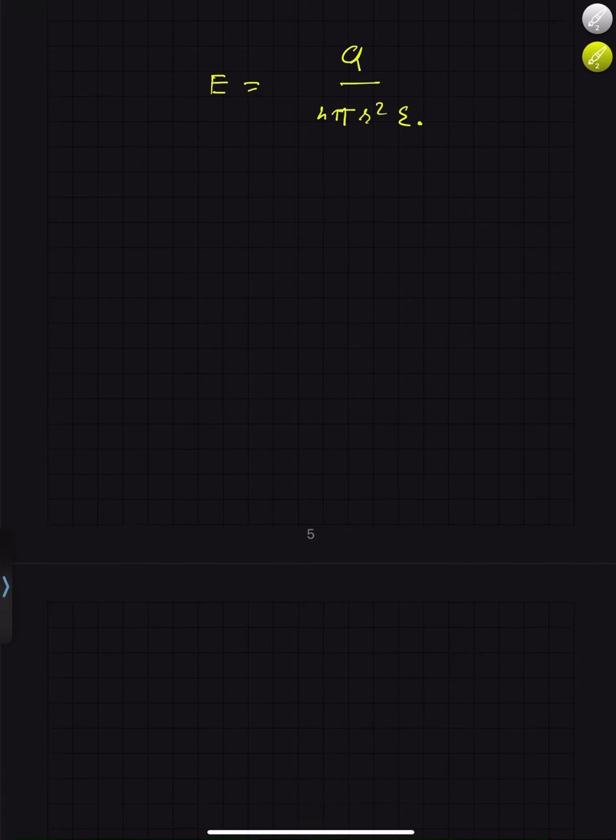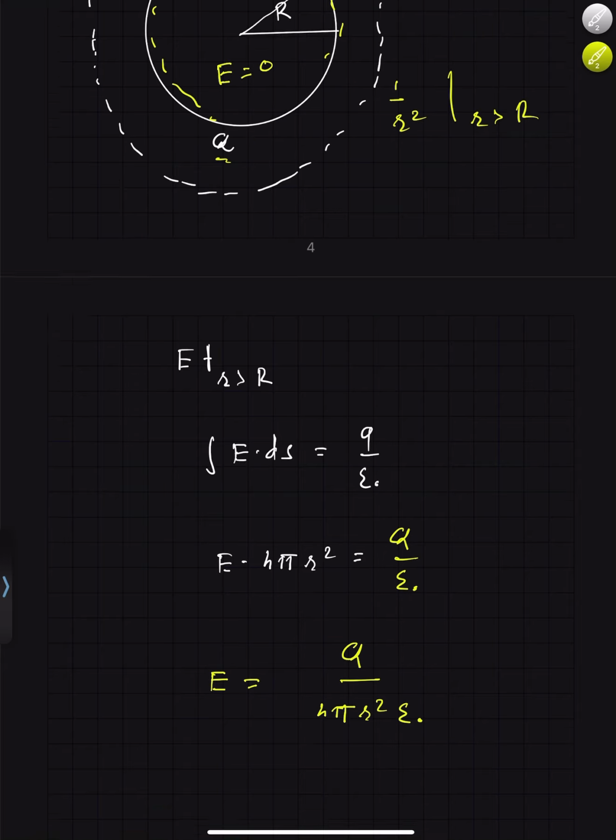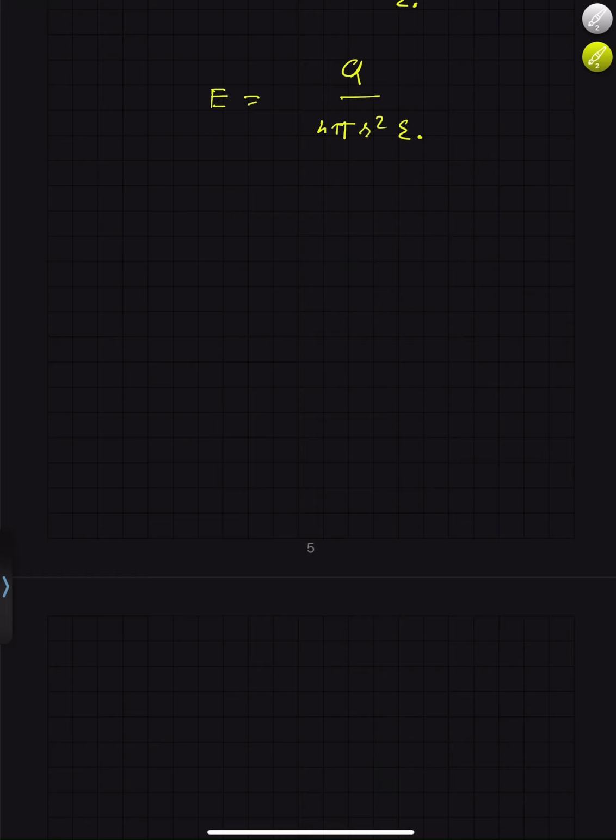So what we are getting is that the electric field varies as 1 by r square, where r is greater than the radius of the shell, and inside the shell E is equal to 0. Now if you are asked to plot the curve between E and r for a spherical shell, let's check.